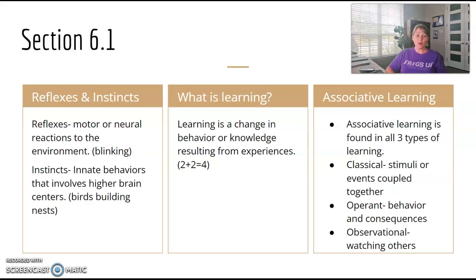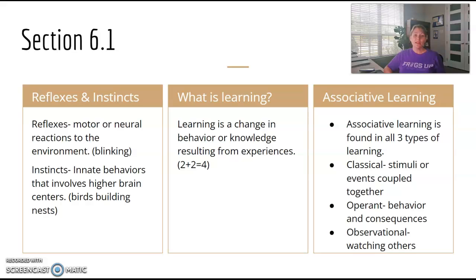Reflexes are motor or neural reactions to the environment, like when you go outside and you get a chill, or blinking. And instincts are innate behaviors that involve higher brain centers, such as birds building nests. It's innate that they need shelter.